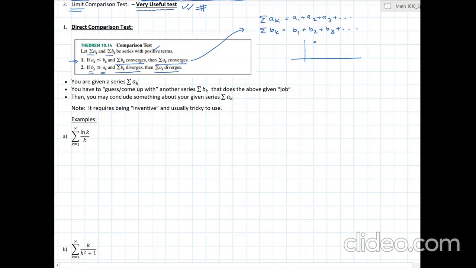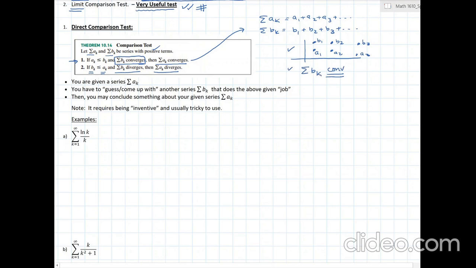Suppose this is B1, then A1 is here. So this is A1 and this is B1, because B is always sitting on top of A. If A2 is here, then B2 would be somewhere up. A3 suppose is here, then B3 would be up here. The point is that B is always above A. Then it says the series BK converges. Now what does that mean?